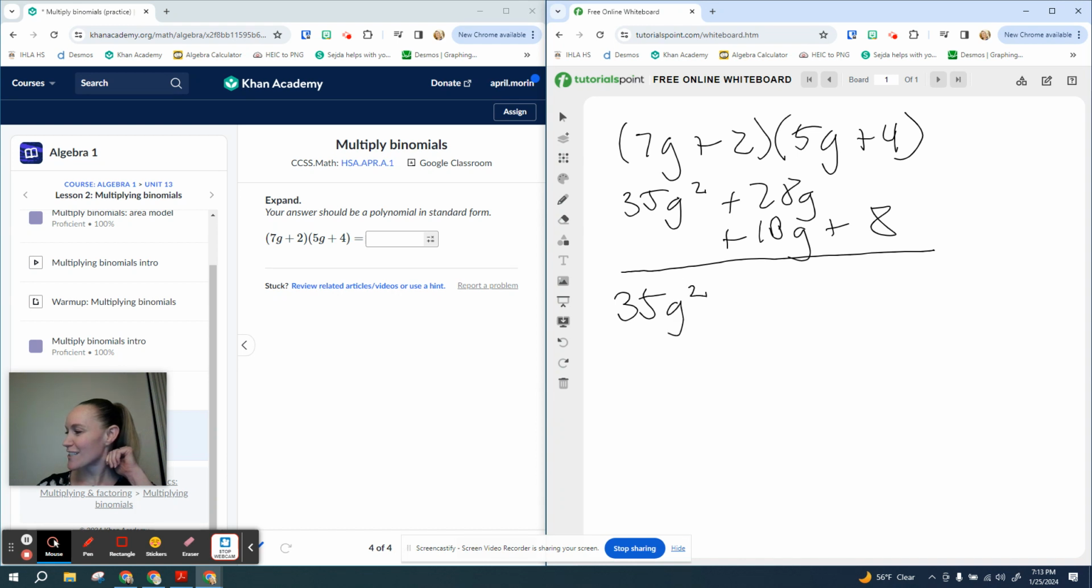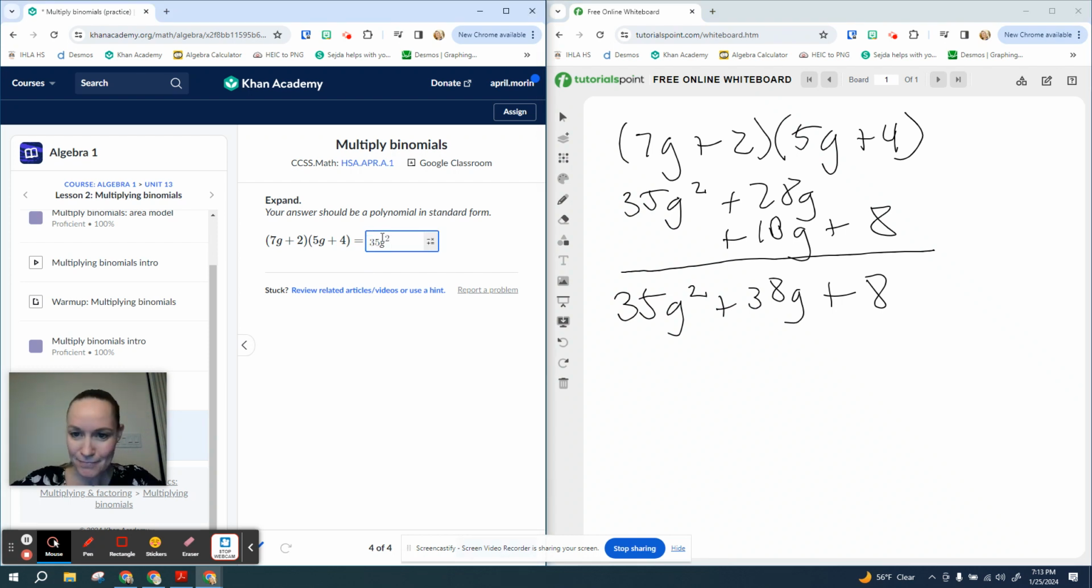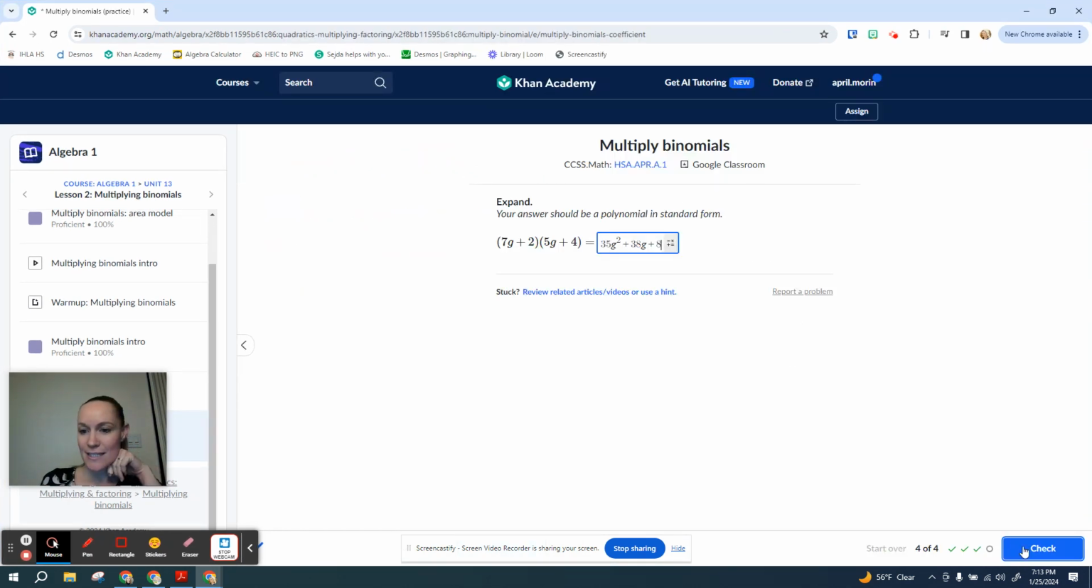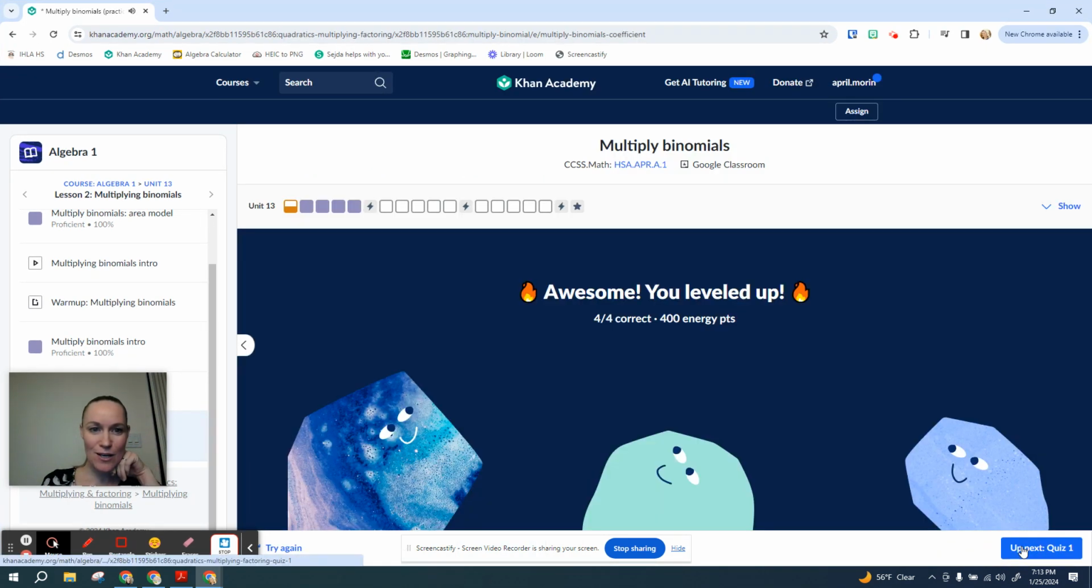35g squared, and then 28g plus 10g is plus 38g. Oops. 38g plus 8. Okay, looks good. All right, let's go ahead and type it in. Then we will see if we are right. Plus 38g plus 8. Okay, let's see. Yes. Right.